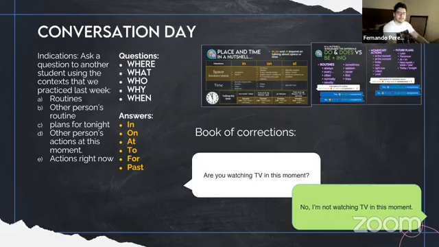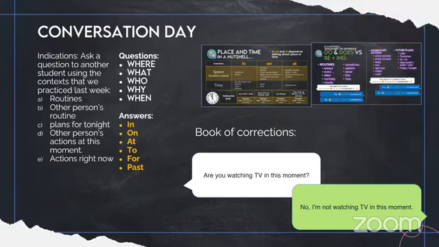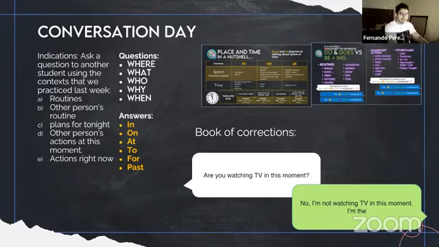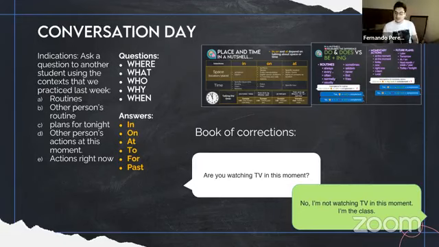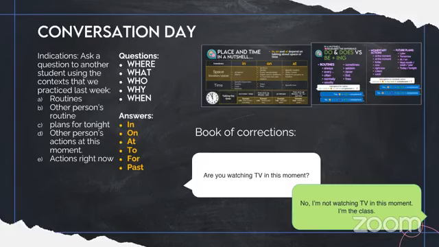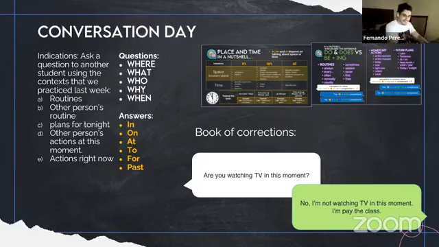What are you doing? I'm in the class. The class incomplete. I don't know. What is your action in the class? What are you doing? I'm pay attention. Okay. So, I'm pay attention.